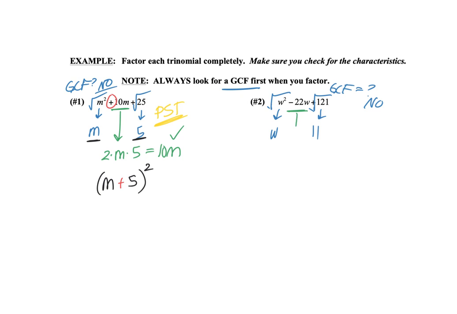And then I check my middle term. Is 2 times w times 11 equal to that middle term? Sure is, which means that I can rewrite this right away. So I take the first one, w. This time there's a minus, so I make it minus. I take the last one, 11, and then I square it. And I'm done. That's how it factors. Good. Okay.